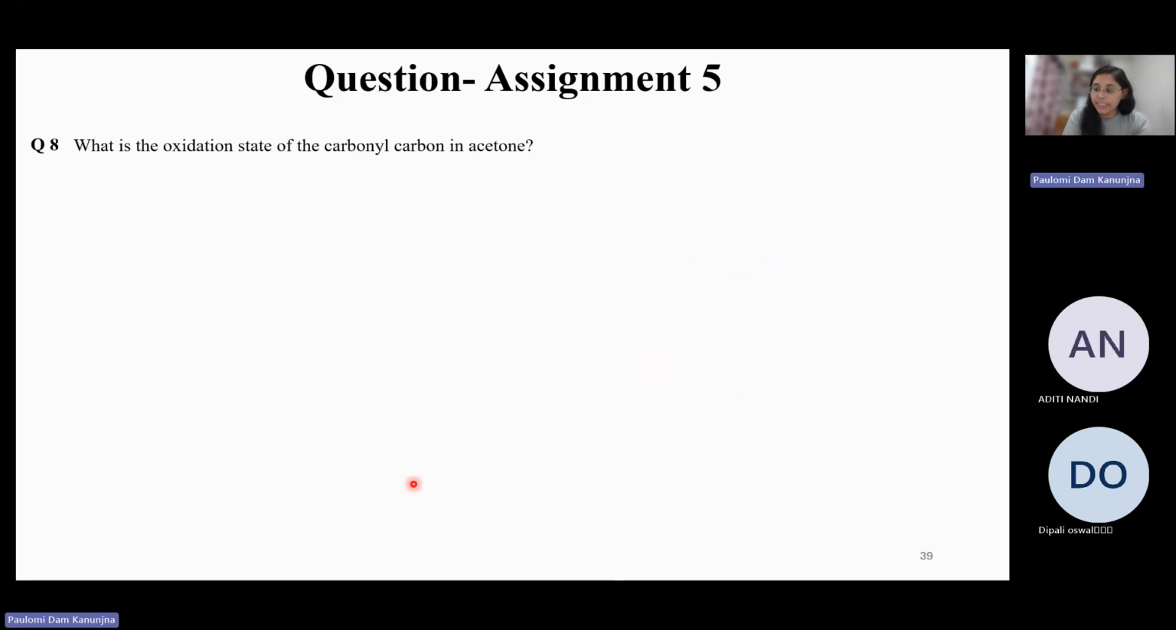Okay, we'll do this quickly. This is very easy actually. Quickly, we'll do this question so that we are able to cover the other questions as well. What is the oxidation state of carbon in acetone? So remember the acetone structure and give me the oxidation state. This is something that we discussed in the very first few sessions.